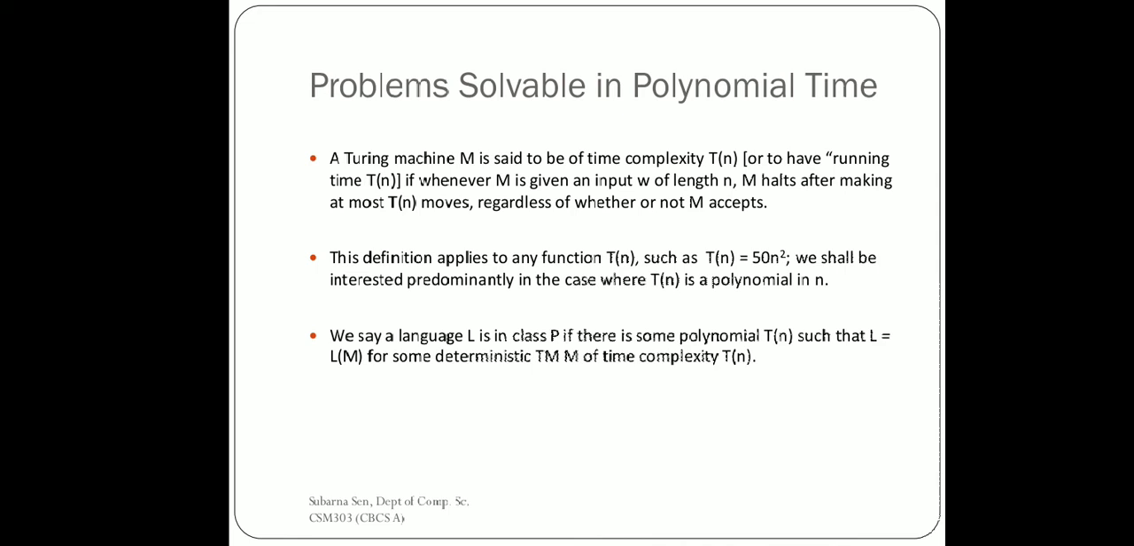A Turing machine M is said to be of time complexity T(n), or running time T(n), if whenever M is given an input w of length n, M halts after making at most T(n) moves.